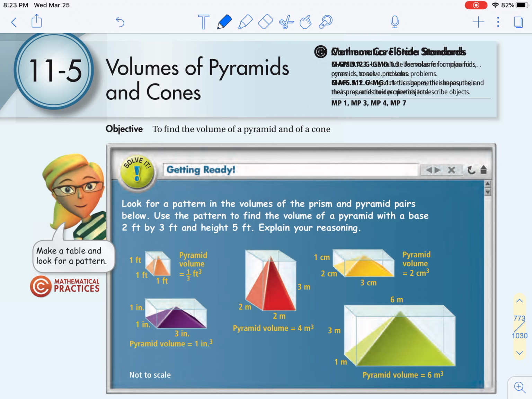In this section we are going to do two parts. This section is called Volume of Pyramids and Cones. And in this first part I am going to teach you how to find the volume of a pyramid.